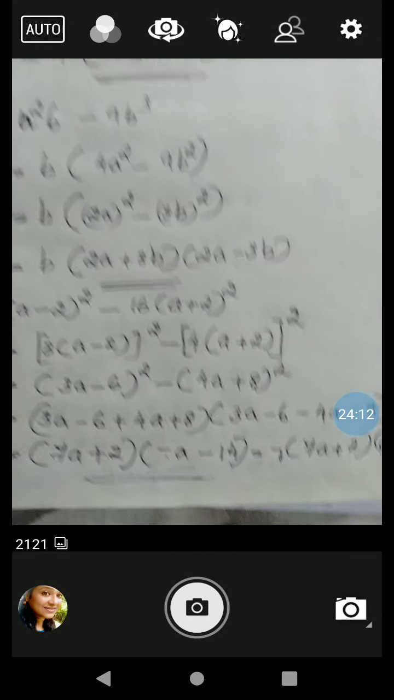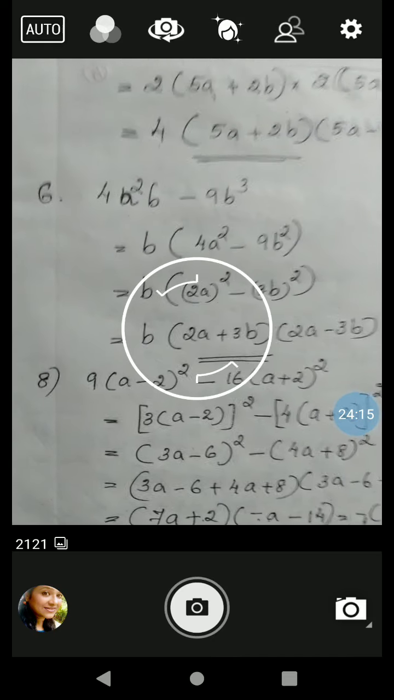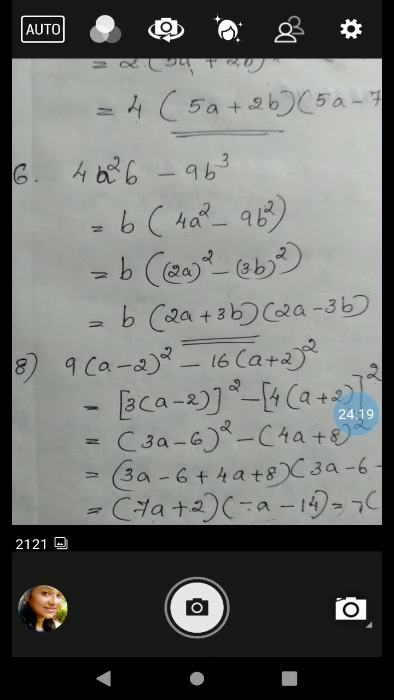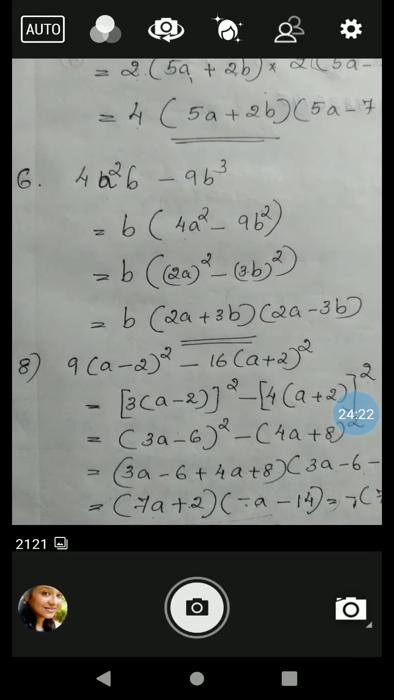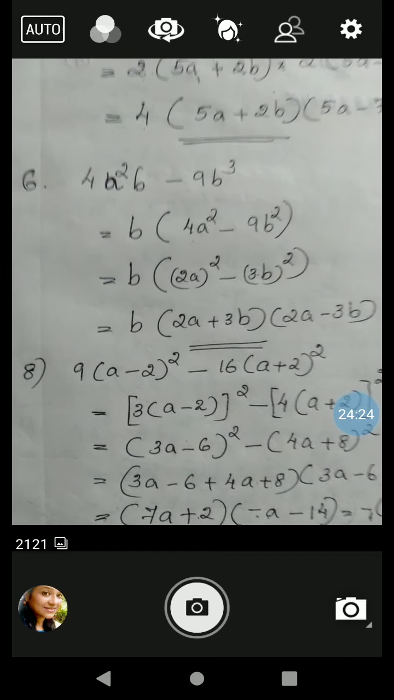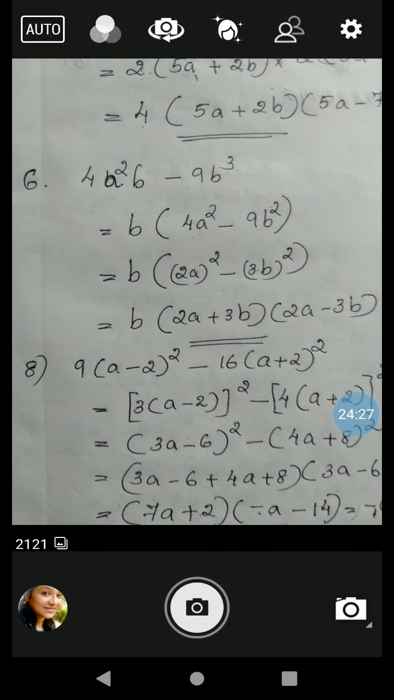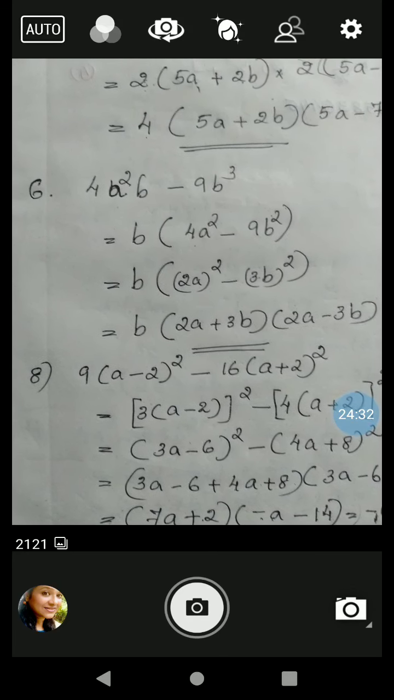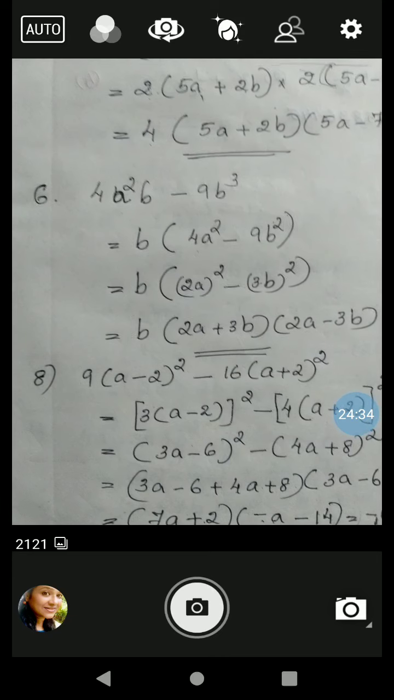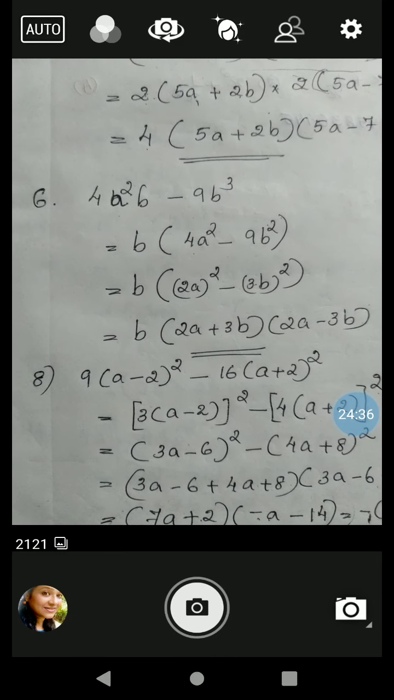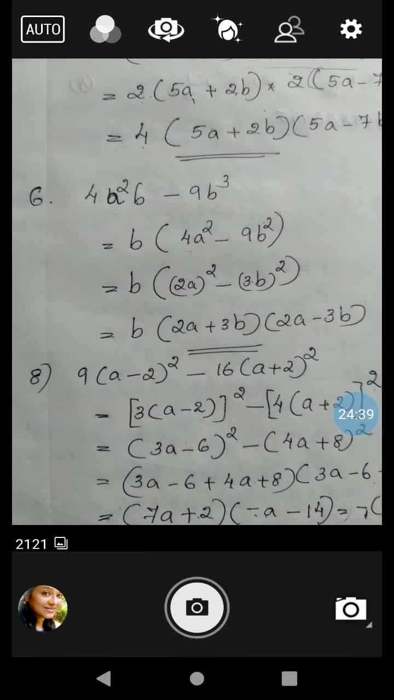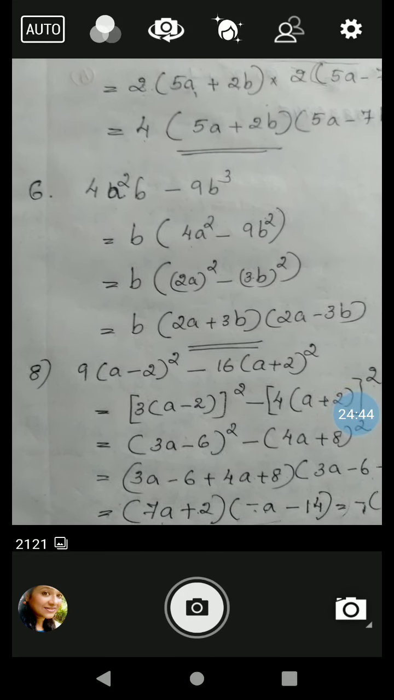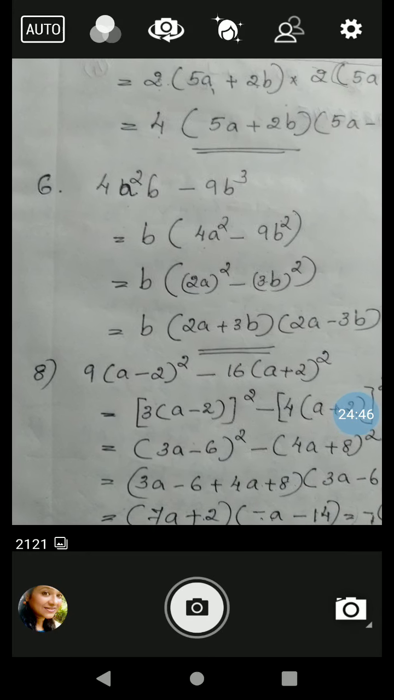Okay. Now you have to remember the fourth method. If you are given a question in this form, x square minus y square, you have to use x square minus y square is equal to (x plus y) into (x minus y). Use that form and you can factorize it very easily. Okay. So let's stop. Okay, thank you.